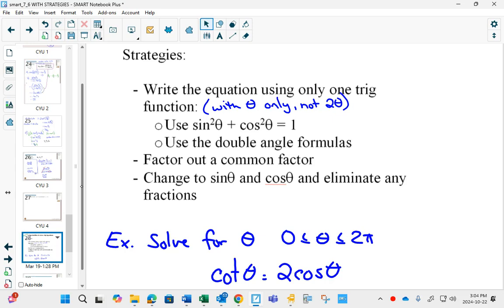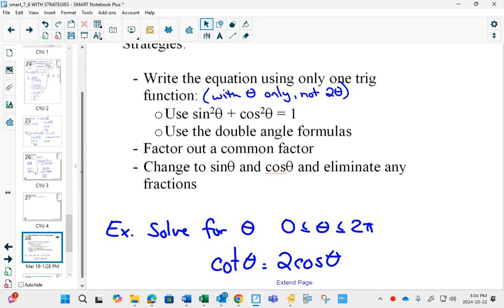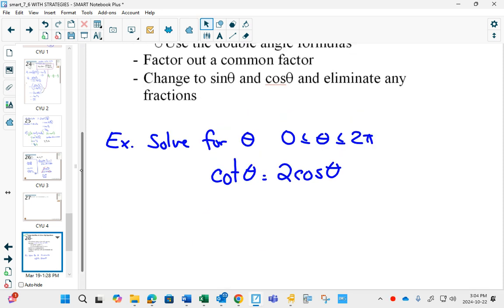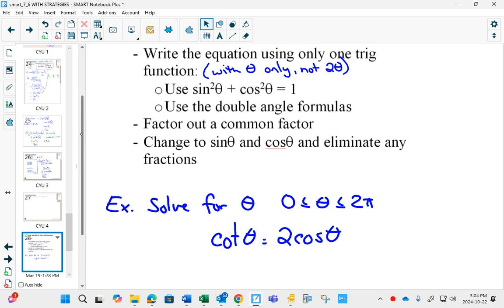Solve for theta between 0 and 2 pi. We have cotangent theta equals 2 cos theta. I look at strategy number 1. Is there any way to change cotangent to cos or cos to cotangent? No. You can't get it in only one trig function.